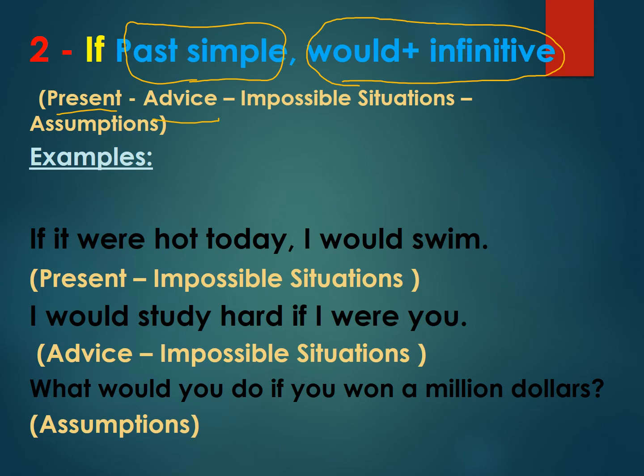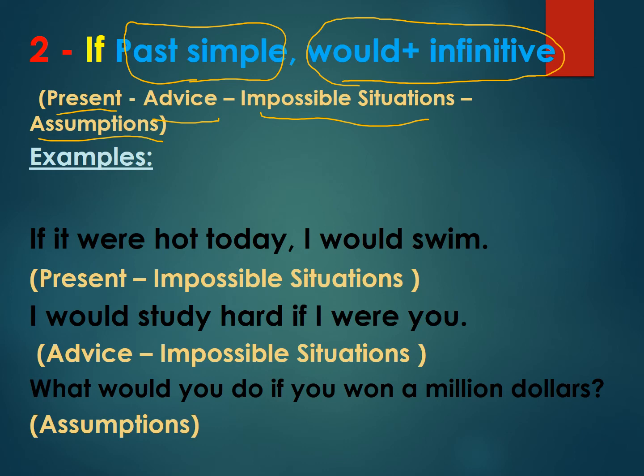Okay? And we also use the second conditional for impossible situations. Like, if I were a woman, I would be ugly. If I were a woman, this is impossible, of course. If I were shorter, this is impossible. And we use it for assumptions. What would you say if you met your friend abroad? I would, for example, I would buy a helicopter if I won $1 million. Okay. Now let's see the examples.